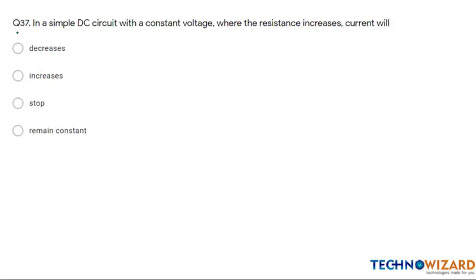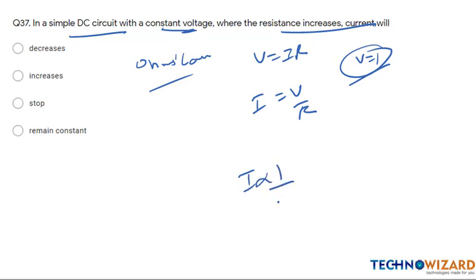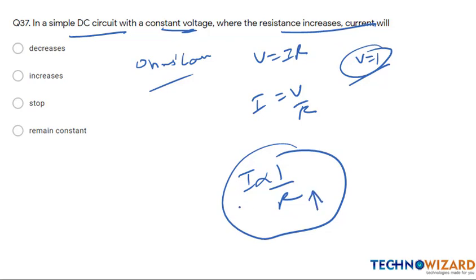Question number 37. In a simple DC circuit with a constant voltage, where the resistance increases, this is simply a basic Ohm's law question. Okay. Everybody knows V is equal to IR. Or also I can write I is equal to V upon R. In a simple DC circuit with a constant voltage, suppose the constant voltage is V equal to 1, therefore I is inversely proportional to resistance. Now they are saying when resistance increases, automatically the current will decrease. Therefore, option A will be the correct answer.